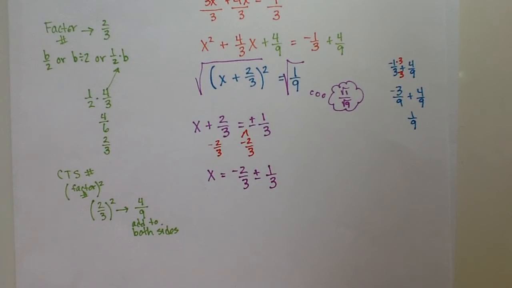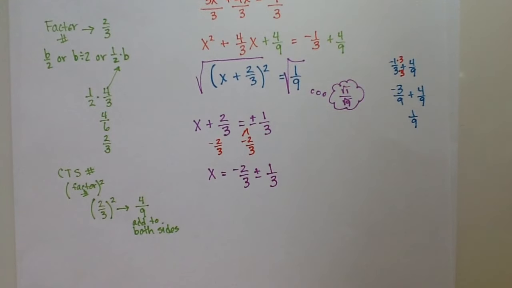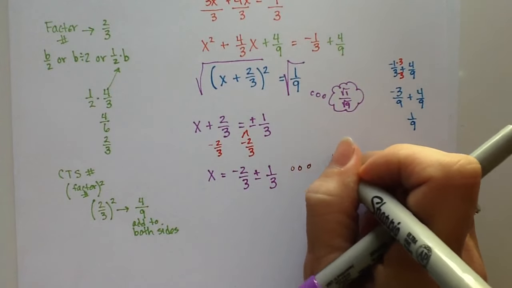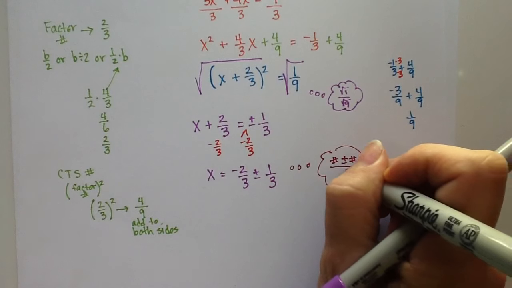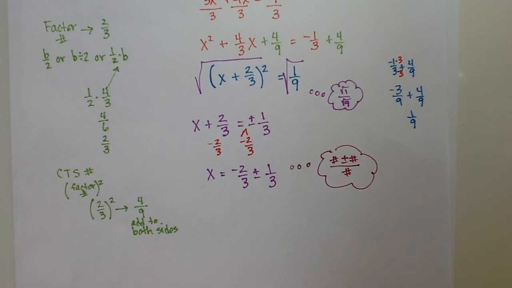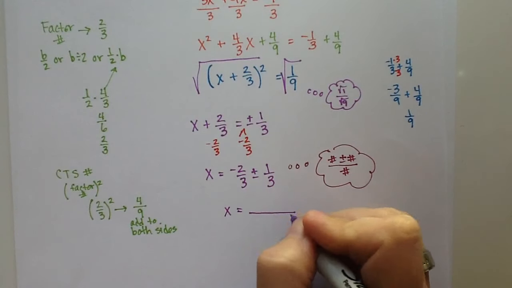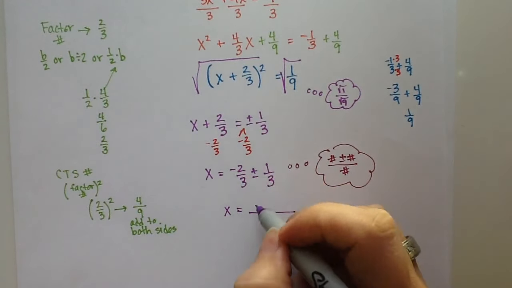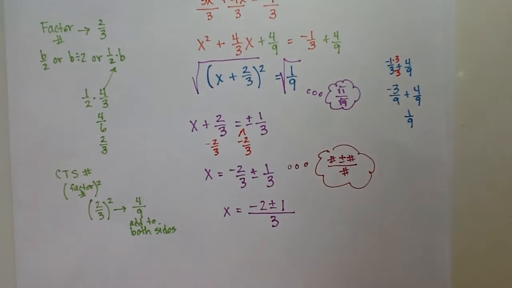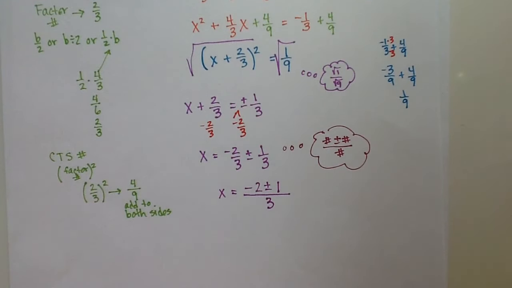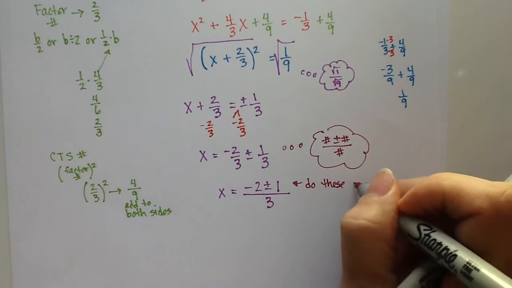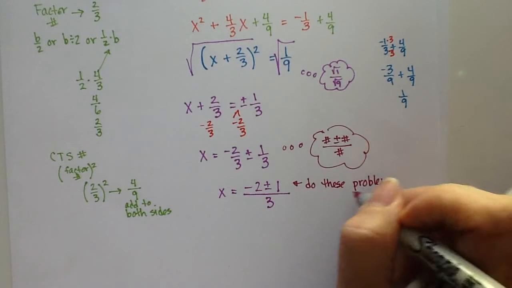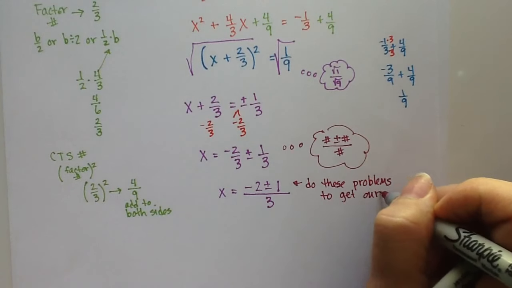Now in that other problem, remember we saw that we had to write those as number plus or minus number over a common denominator. So we're going to do that. So x will equal, they already have a common denominator of 3, so we're going to have negative 2 plus or minus 1 over 3. Now since those two numbers can be combined, we will do these problems to get our two answers.